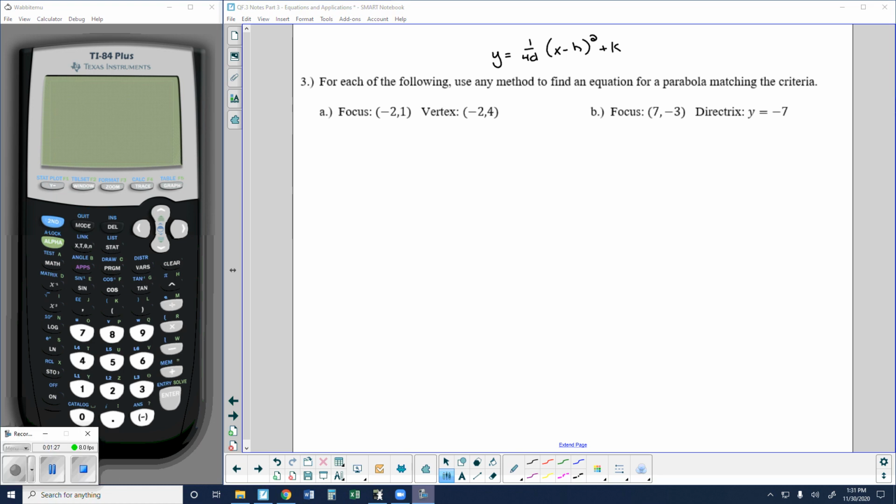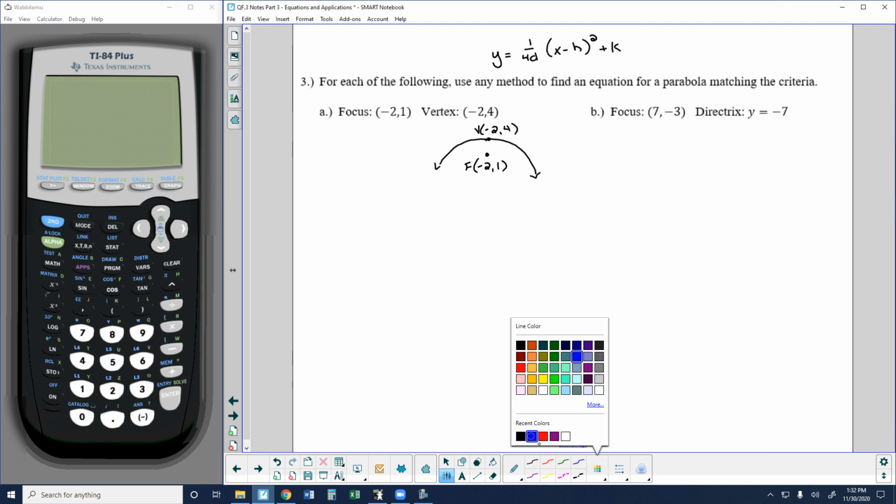So let's go ahead and take a look at 3a. What I've done here is sketch out a visual. This is also the last problem that we took a look at in the notes, where we actually derived the standard equation using the other method. Now we're going to approach it from the vertex form of a parabola. All I need to do is find the missing pieces of information and substitute into this equation.